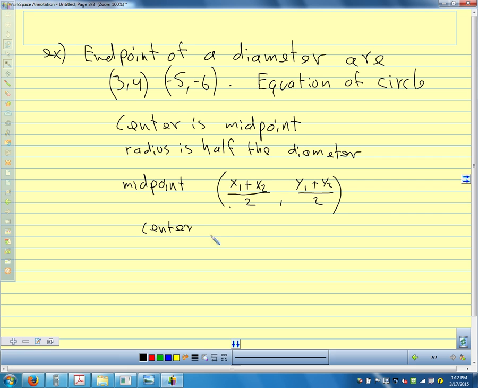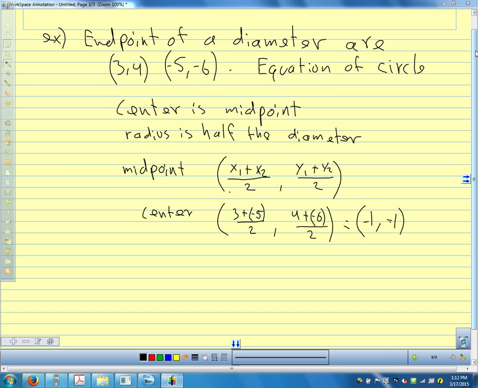So our center is going to be at the point 3 plus -5 divided by 2, and 4 plus -6 divided by 2. So I get the point -1, -1 for my center. And the radius is half the diameter. We find the length of the diameter using the distance formula.